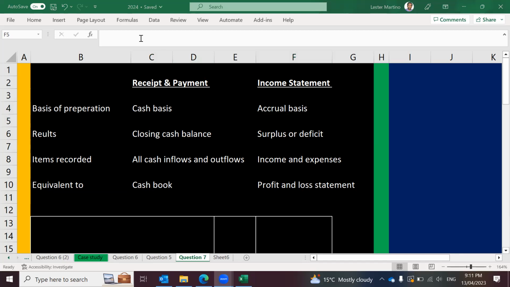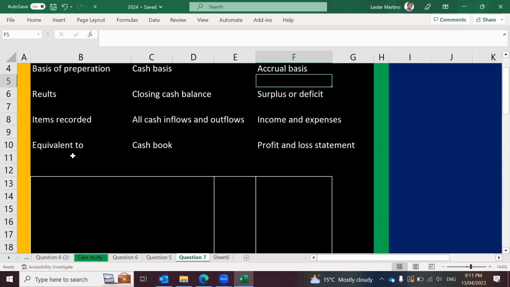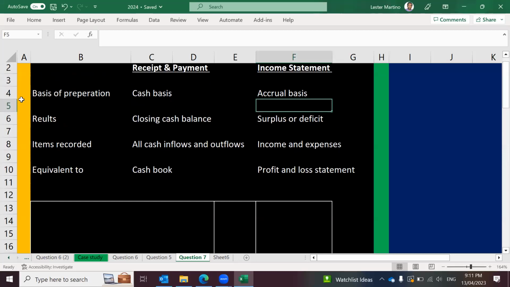Right. Next question. The following is the list of receipts and payments prepared by Superhero Sports Club for the year 2022. So they have given receipt and payment account and asking you to prepare income statement. Sorry, B, my mistake. B, name the main source of income of a not-for-profit organization. So if you don't know anything, please go through the information below and figure out what is the main source of income. Members subscription. This is A.